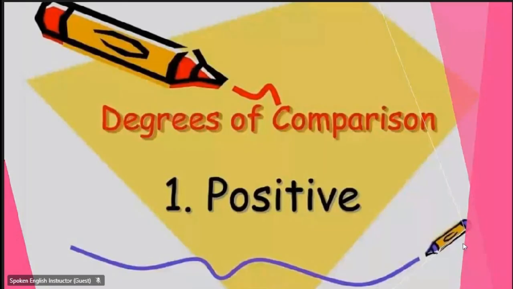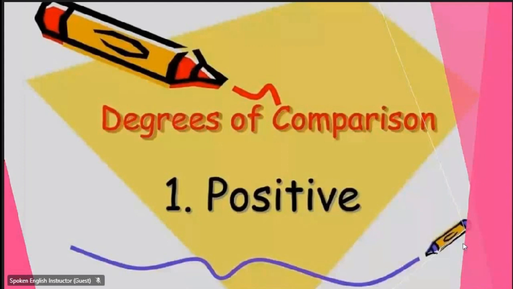Okay, if I talk about today's lecture without wasting any more time, then today's lecture is based on the degrees of comparison. What do we do in these degrees? What is the importance of these degrees? You are going to come to know very, very soon. If I talk about how many degrees there are, then there are three degrees. Positive is the first one, as you can see on the slide. So, first of all, let's have a look at that.